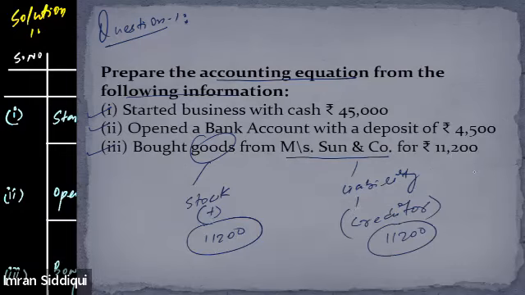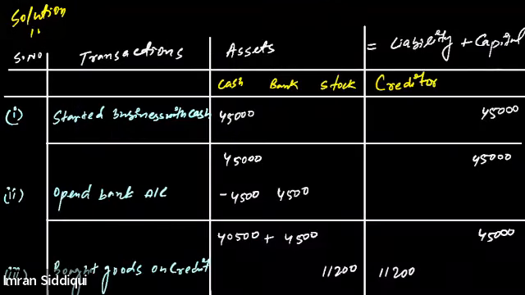Yes, sir. So that is what we have done in the accounting equation format. We just wrote it like this: bought goods on credit. All right. So when you buy goods on credit, a new asset will form by way of stock, and you will have to write down the value of the stock that you have purchased under the stock. All right. So 11,200 is the value of the stock that we have purchased.